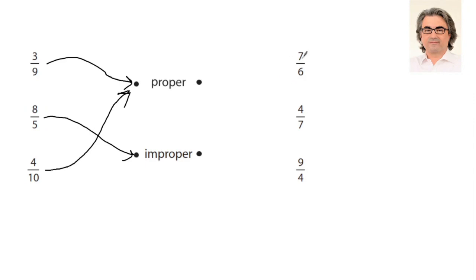What's the type of 7 over 6? What kind of fraction? The numerator is greater than the denominator, so it's improper. What is the type of 4 over 7? It's proper. I'll not repeat this reason. What's the type of 9 over 4? It's improper. That's okay. I think you understood very well.